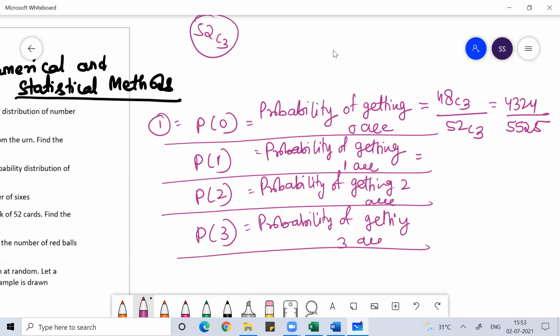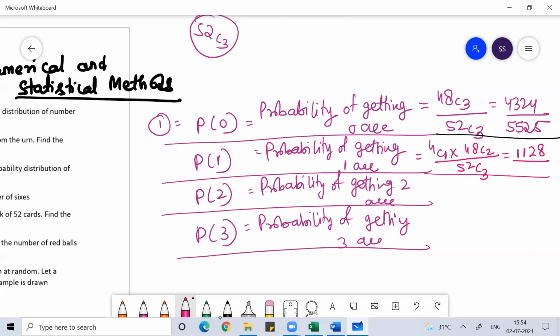Similarly, probability of getting one ace. If you are getting one ace, there are total 4 aces there. You get one ace, and the other 2 cards should not be ace. So that would be 4C1 into 48C2 divided by 52C3. So this value we need to find. This value will be 1128 divided by 5525.